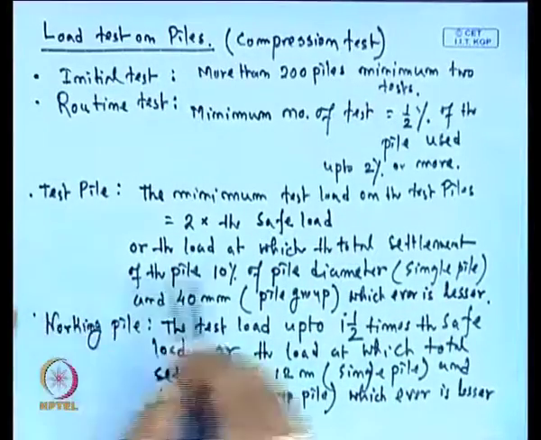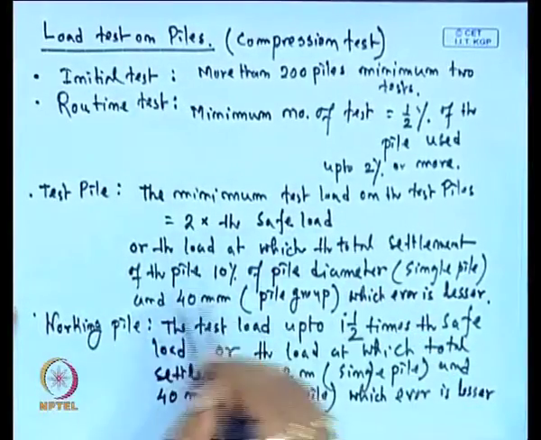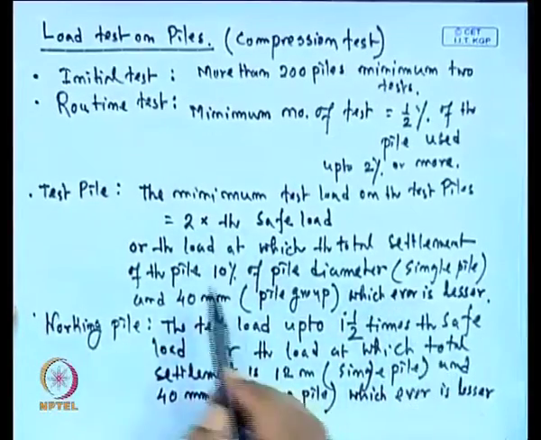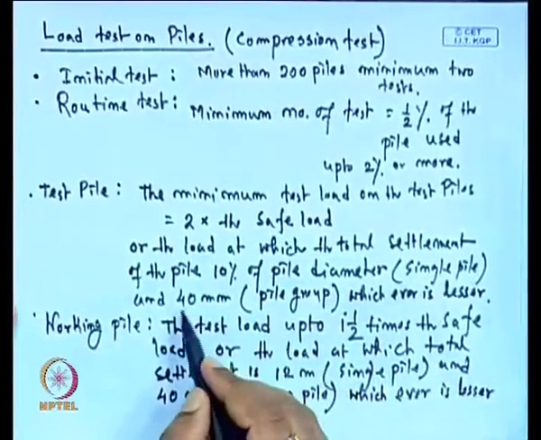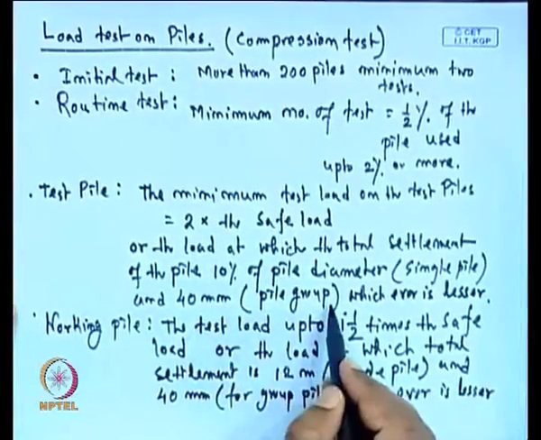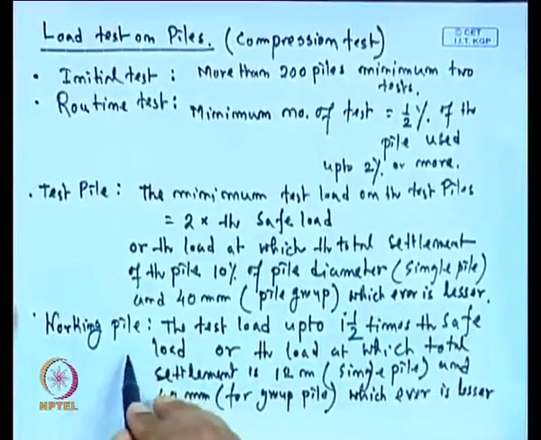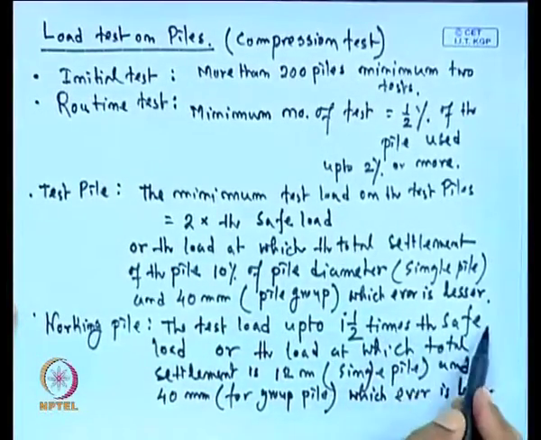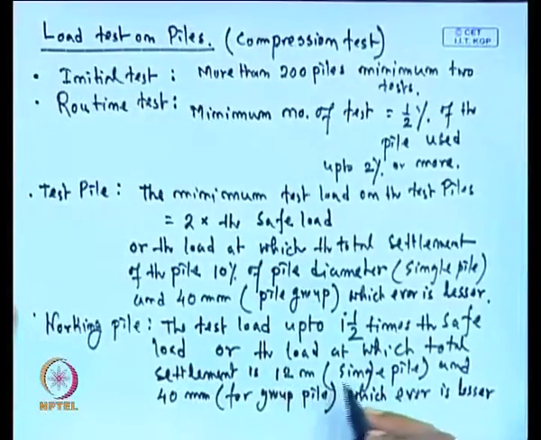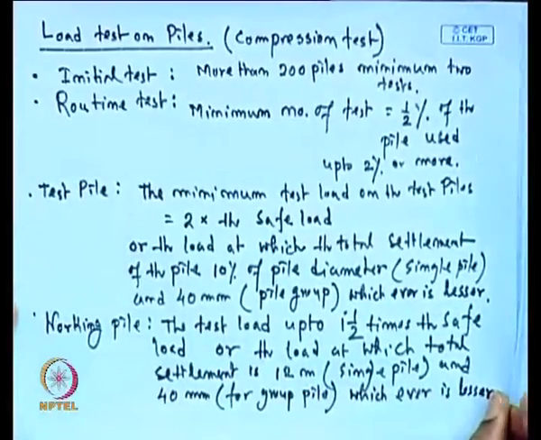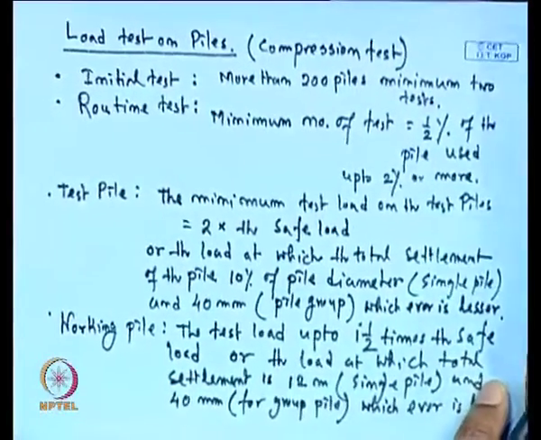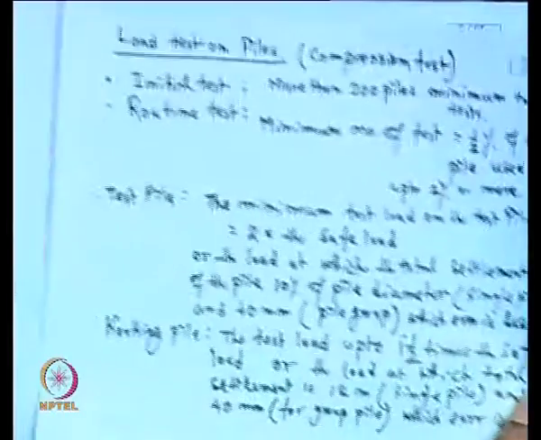In the test pile, the minimum test load is 2 times the safe load, or the load at which the settlement attains a value of 10% of the diameter for a single pile, and 40 millimeter for the group pile, whichever is lesser. And for the working pile, the test load is up to 1.5 times the safe load, or the load at which the total settlement is 12 millimeter for the single pile or 40 millimeter for the group pile, whichever is lesser. So, these are the conditions for the different tests and the different types of piles used for the pile load test.